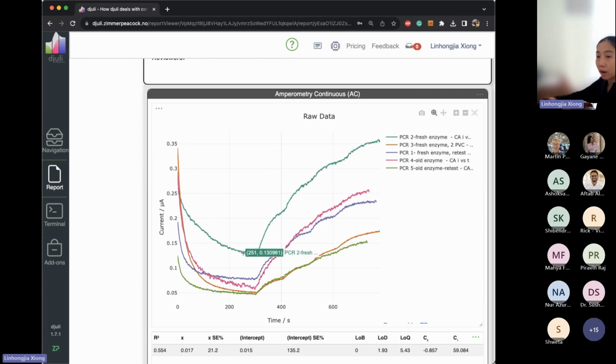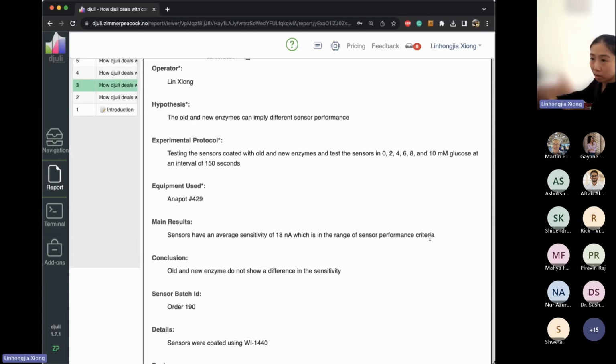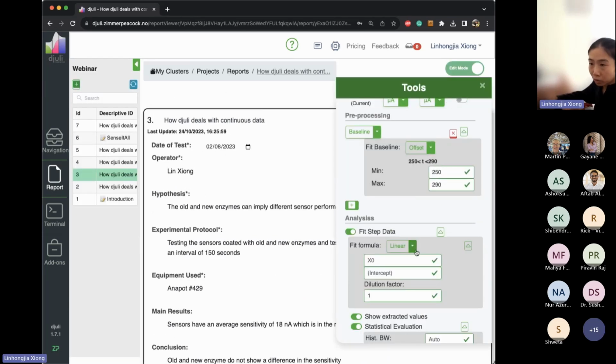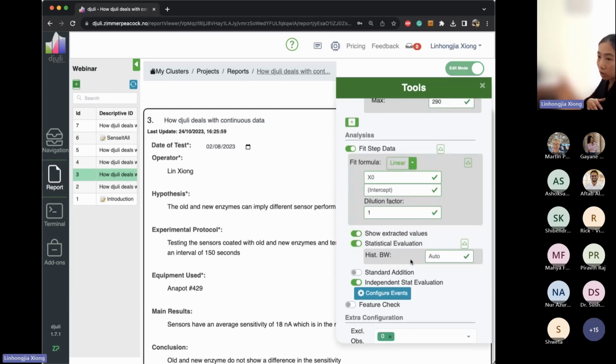This experiment was done by waiting for the sensor to stabilize at 0 concentration, and then we made the first spike at 300 seconds. We waited around 100 seconds, and then we went to the second spike. Every spike was around 2 millimolar. Depending on your experiment, you could design what the gap should be. I will go back to the toolbox to explain how we can do the step fit, because, as I mentioned earlier, we are spiking the glucose into the solution in a stepwise manner.